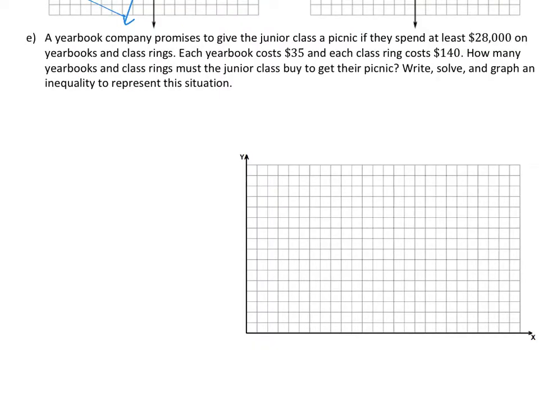Letter E. A yearbook company promises to give the junior class a picnic if they spend at least $28,000 on yearbooks and class rings. Each yearbook costs $35, and each class ring costs $140. How many yearbooks and class rings must the junior class buy to get their picnic? Write, solve, and graph an inequality to represent this situation. Well, we don't have any variables, and I know we are dealing with two variable inequalities, so let's go ahead and name one x and one y.